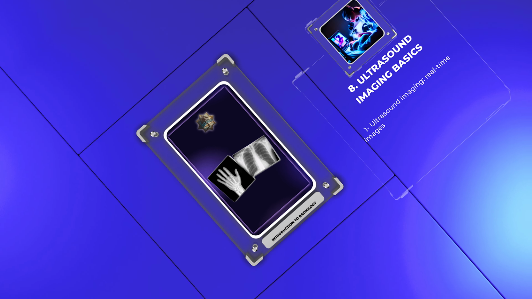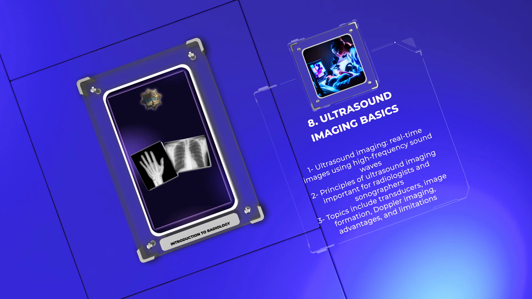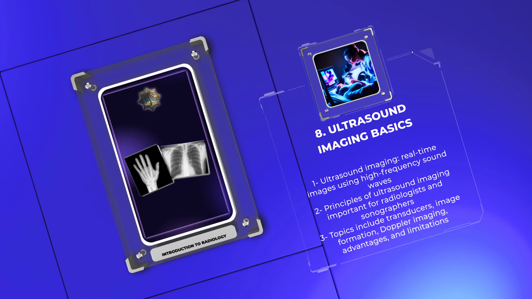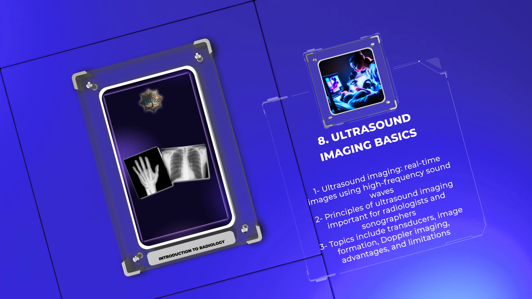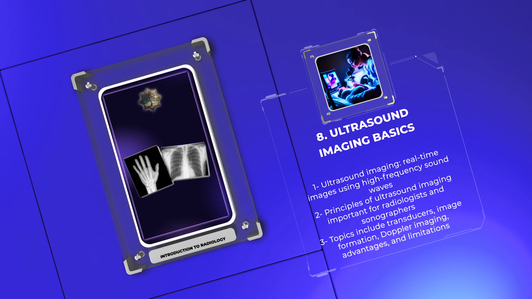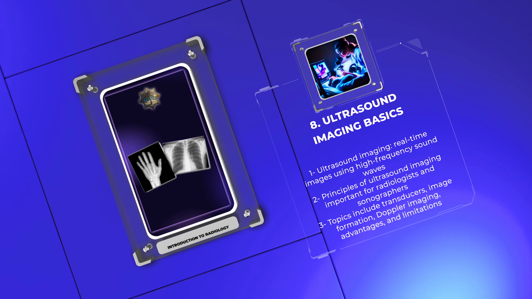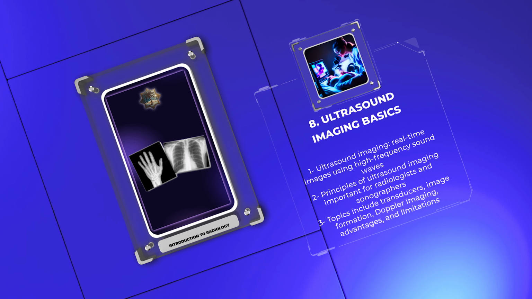Ultrasound imaging utilizes high-frequency sound waves to create real-time images of the body's internal structures. Understanding the principles of ultrasound imaging is crucial for radiologists and sonographers. This topic will cover transducers, image formation, Doppler imaging, and the advantages and limitations of ultrasound. We will also explore its applications in obstetrics, abdominal imaging, and musculoskeletal imaging.